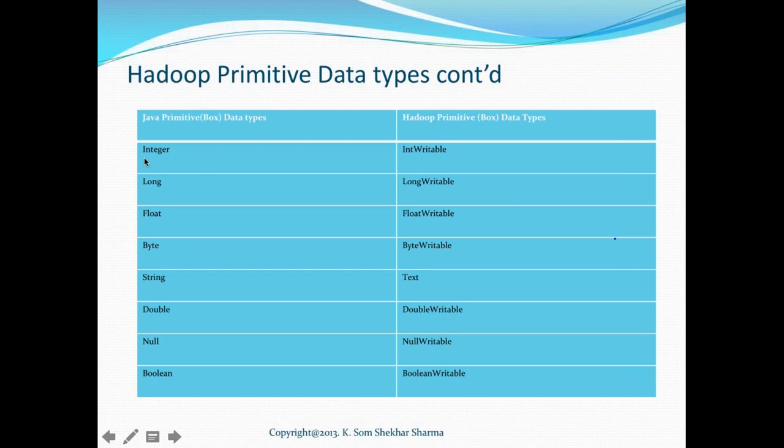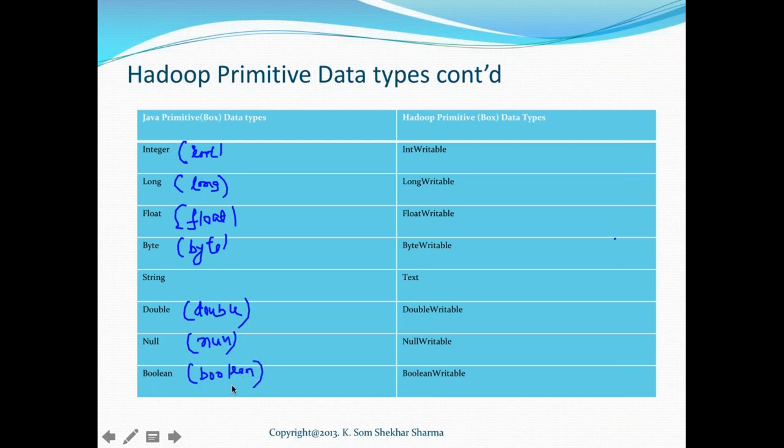Here, don't consider Integer as your box. Generally int is your primitive. Capital Long is an object, a box data type. Small long is a primitive. Capital Float, if you see me writing here float, is a box data type, and the primitive is small f. Here it is a small byte. String. You can have a char, but char is different from string. Double, small double. Okay, null, small null. Boolean.